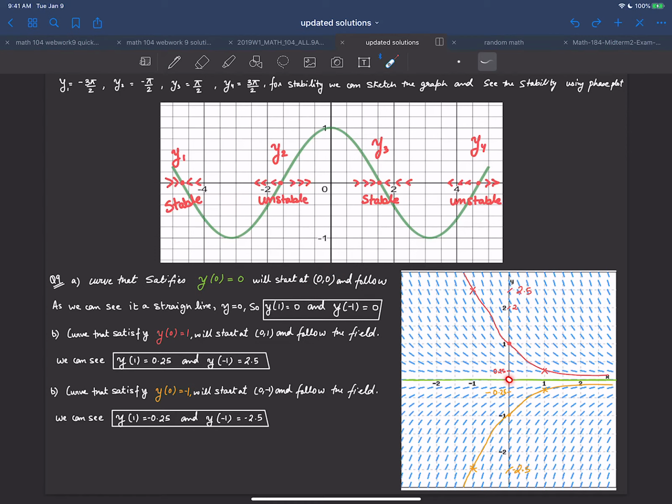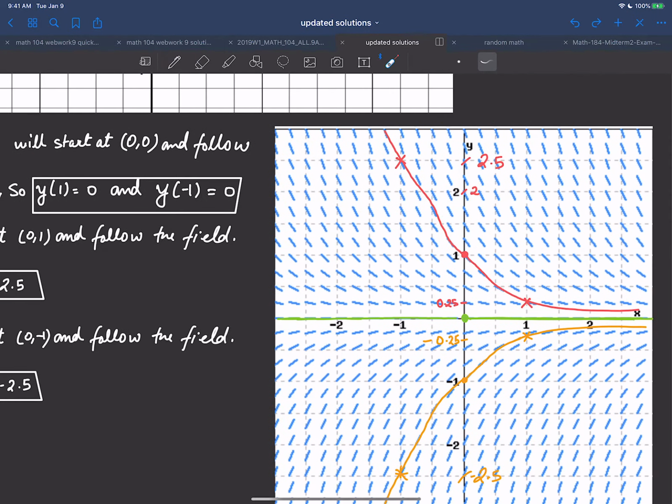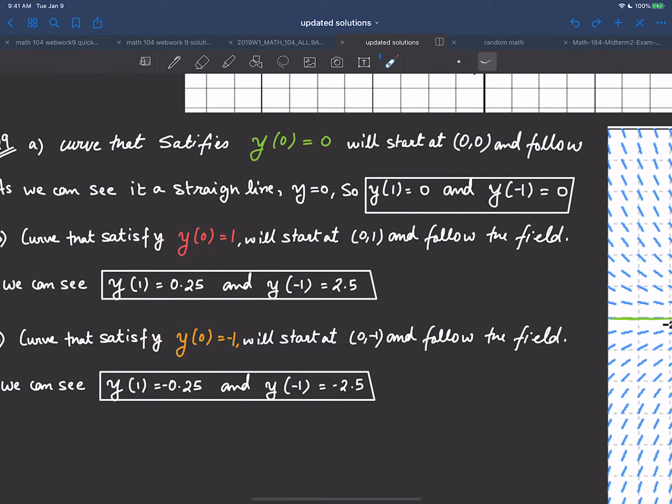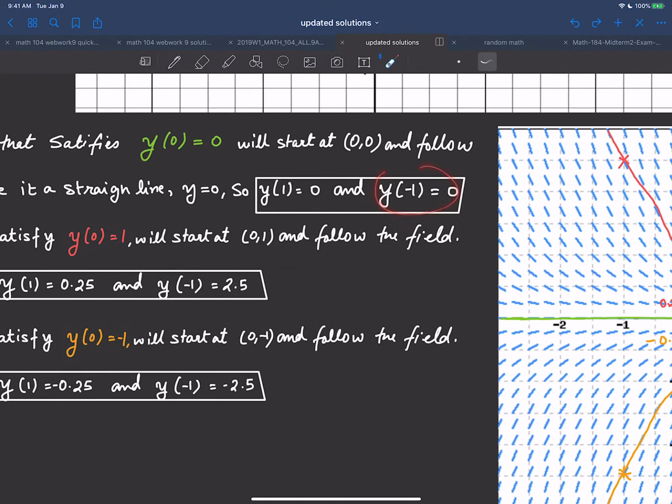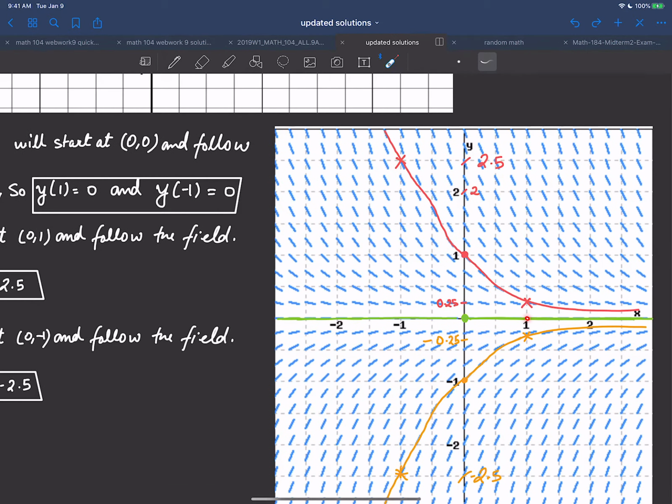If you start here, the solution is just going to be steady, because 0 is a steady state of this differential equation. As you can see from the slope field, it's always going to be 0. So if a solution starts here, it's always going to be a horizontal line like this. If you're asking for the value of y of 1 and y of -1, you observe the value at 1 and -1, and it's always going to be 0.